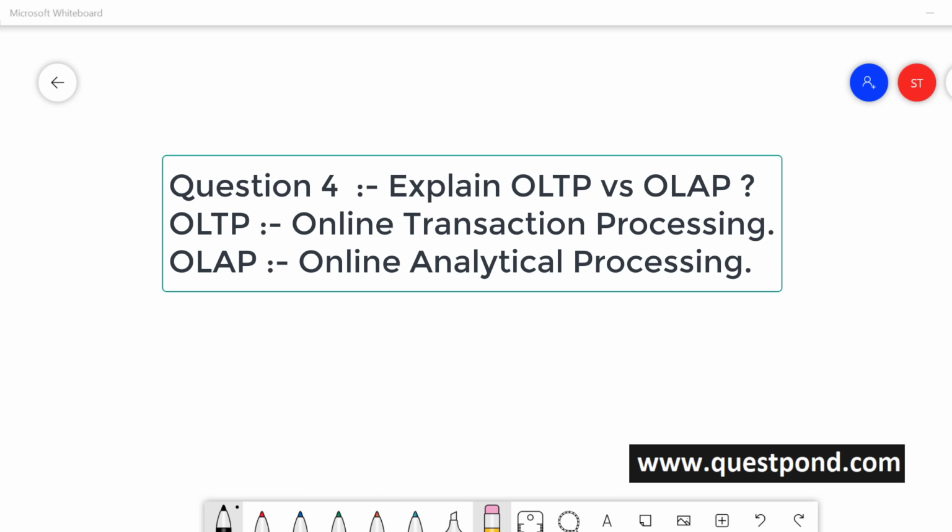Explain OLTP and OLAP. Explain the difference between OLTP versus OLAP. First, let me talk about the full forms. OLTP stands for Online Transaction Processing and OLAP stands for Online Analytical Processing. And again, with this question the interviewer wants to test whether you understand how to use normalization and denormalization techniques practically. So this question is very much connected with normalization and denormalization database design.